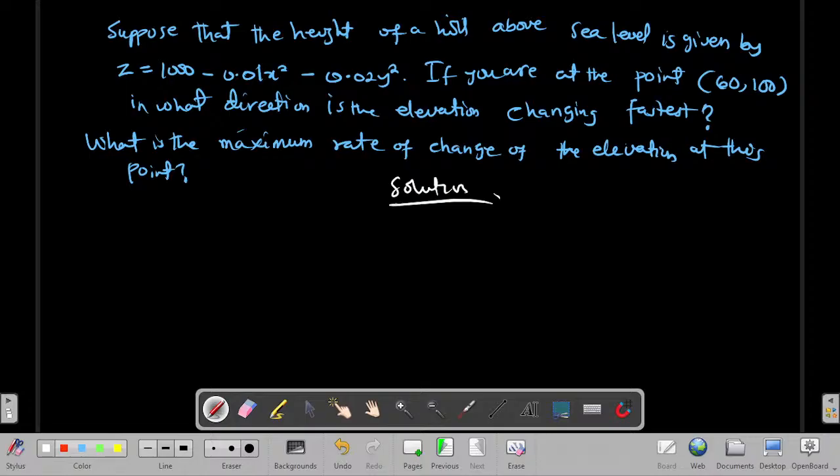So this is where the idea of directional derivatives in calculus comes in. This thing that you have here is a quadratic surface. Z is equal to 1000 minus this. This is a quadratic surface, okay? So we are trying to find the direction in which our elevation is changing fastest, okay? So there is a hill here. It's saying that this hill is above sea level and is given by this equation. So let's assume that it's a cone.